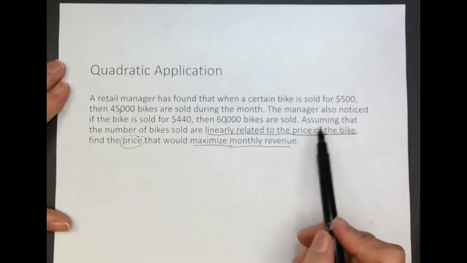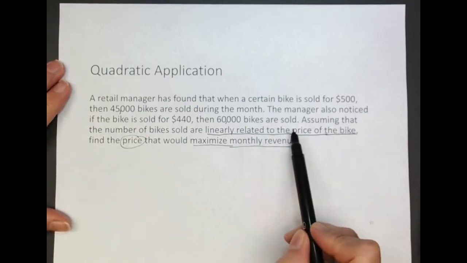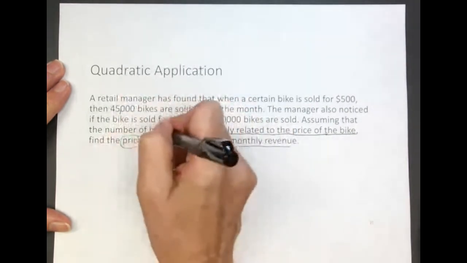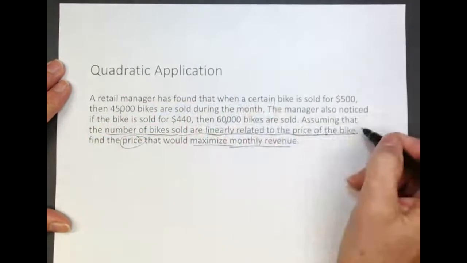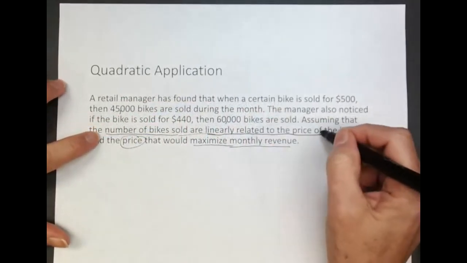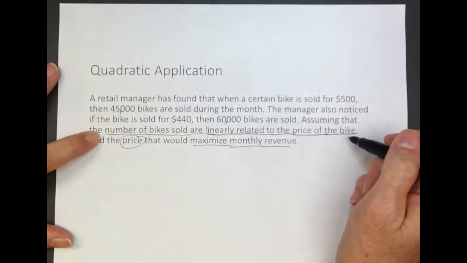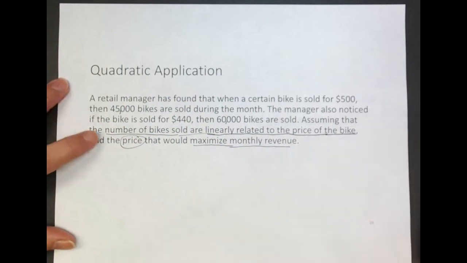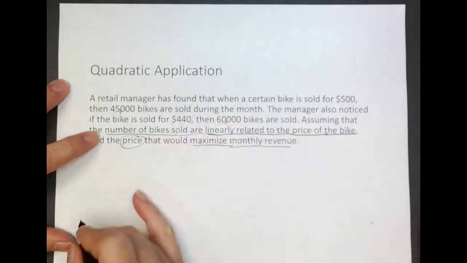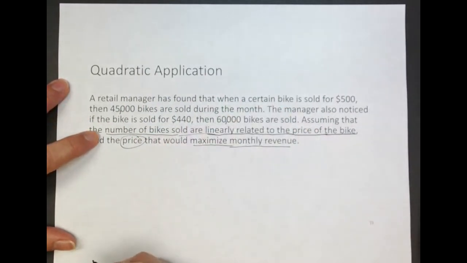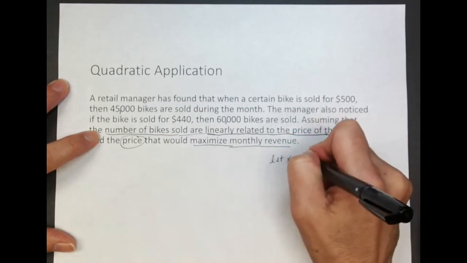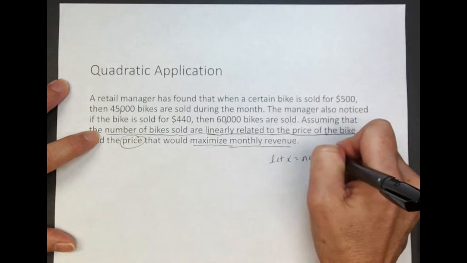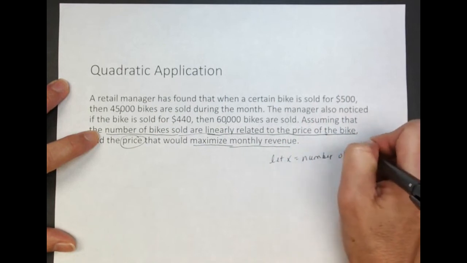Well, there's some linear relationship going on. Let me start there. So the number of bikes sold, that's what's related linearly to the price. Number of bikes sold is linearly related to the price of the bike. Okay, I got that. I better get some variables involved, huh? So how about number of bikes sold? Let's let x equal that. All right, so x will be the number of bikes sold.